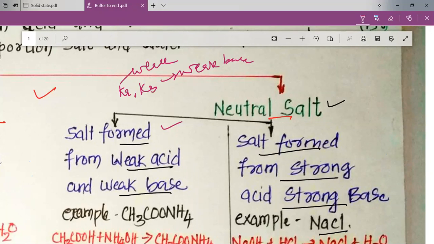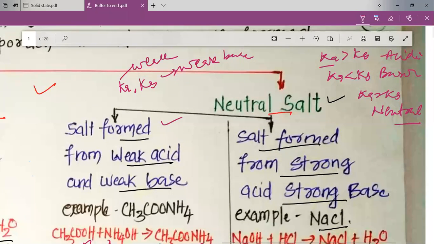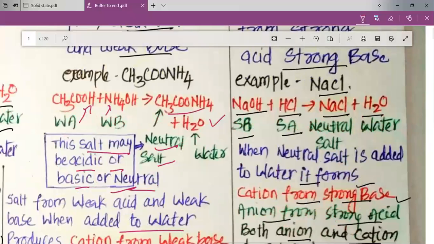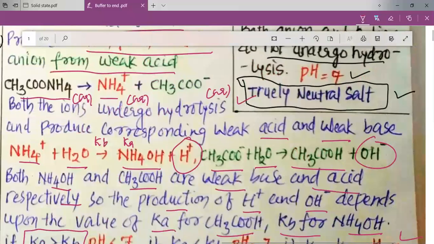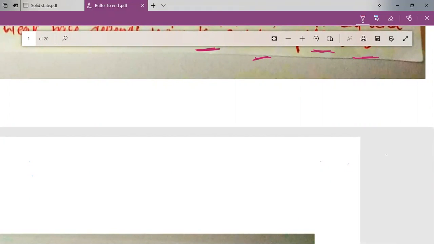and depending upon the values of Ka and Kb, if Ka is greater than Kb, then it is going to be acidic. If Ka is less than Kb, then it is going to be basic. And if Ka is equal to Kb, then the salt is going to be neutral. So this type of salt, which is formed from a weak acid and weak base, still its acidic character depends upon the values of Ka and Kb.